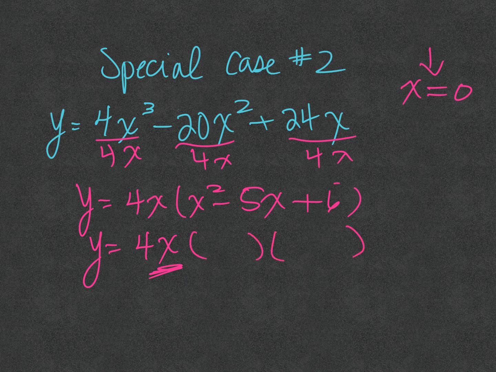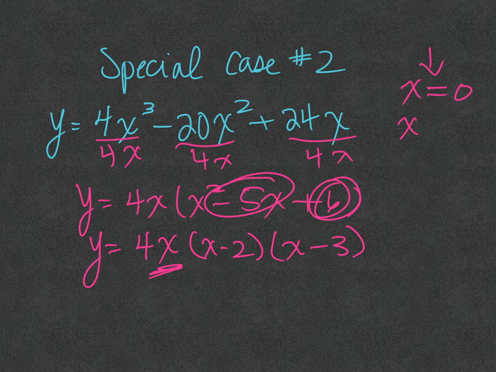What multiplies to positive 6 and adds to negative 5? By now, you guys should be very comfortable with factoring like this. Negative 2 times negative 3 is positive 6, and negative 2 plus negative 3 is negative 5. So when you're asked to find the other x-intercepts, you can write x equals 2 and x equals 3. This is a cubic function, guys.